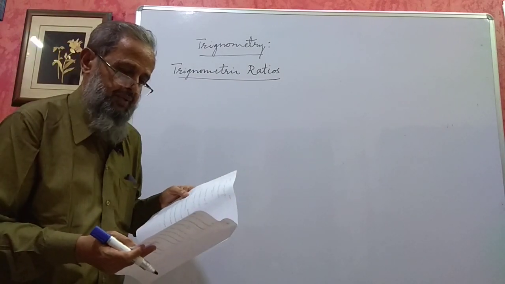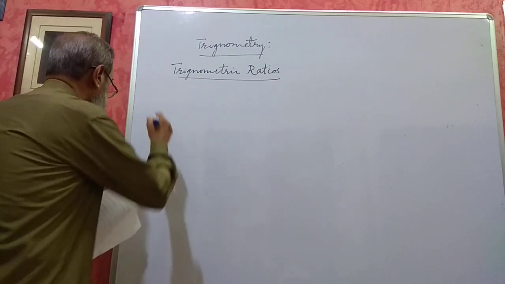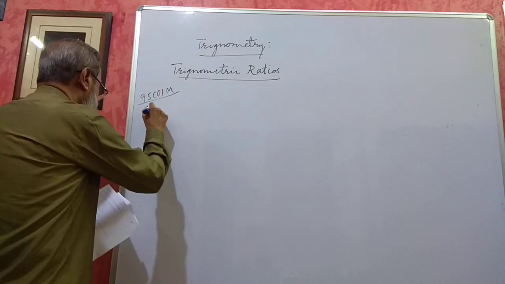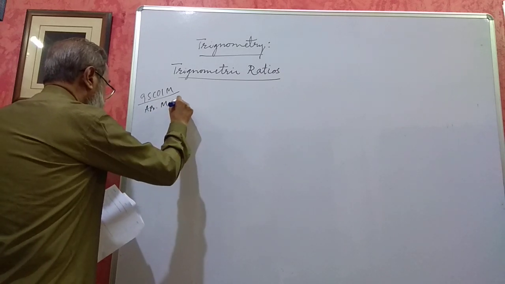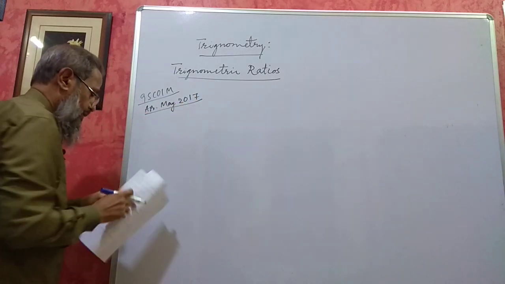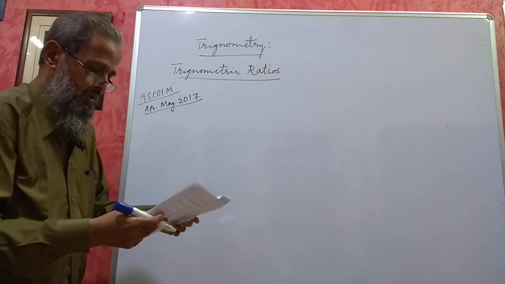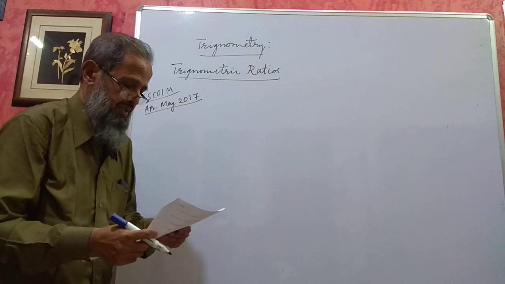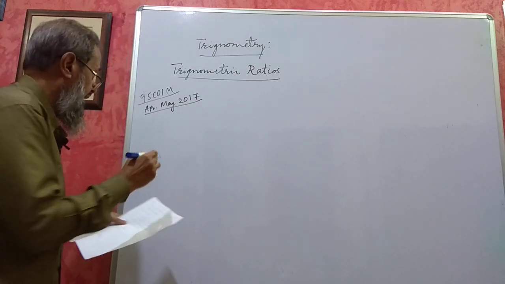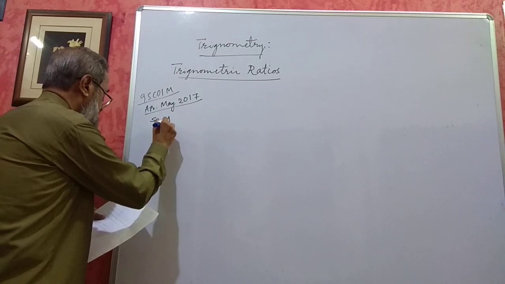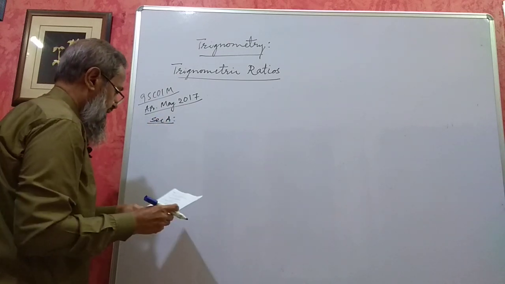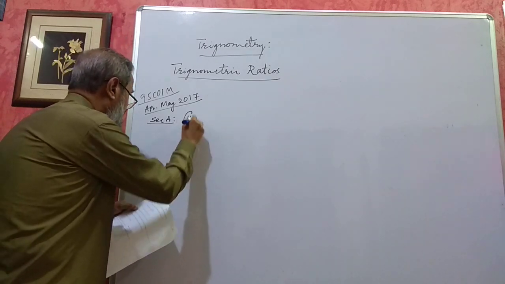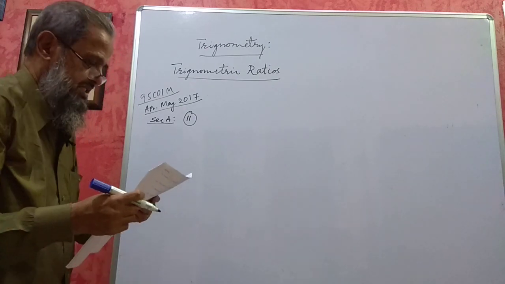I am taking a problem now from April-May 2017, 9SC01M. In this paper, there are two problems on identities, one for 2 marks and the other one for 5 marks, totally 7 marks. In section A of this paper, problem number 11, it goes like this.